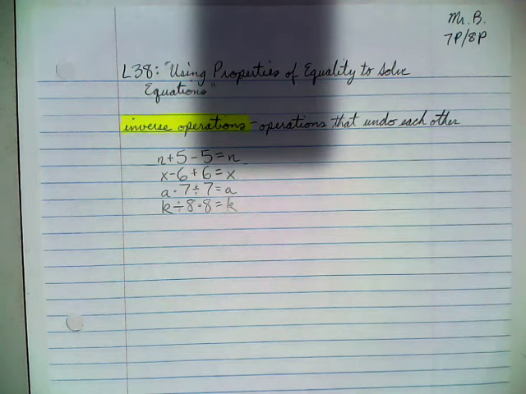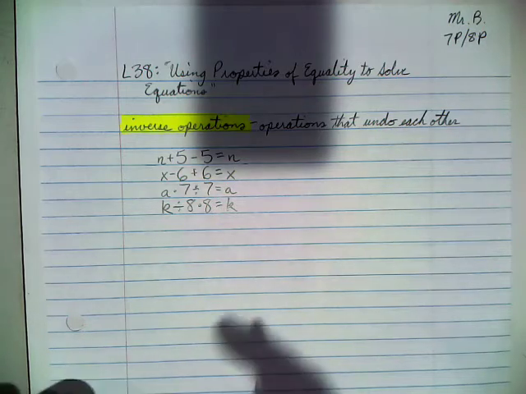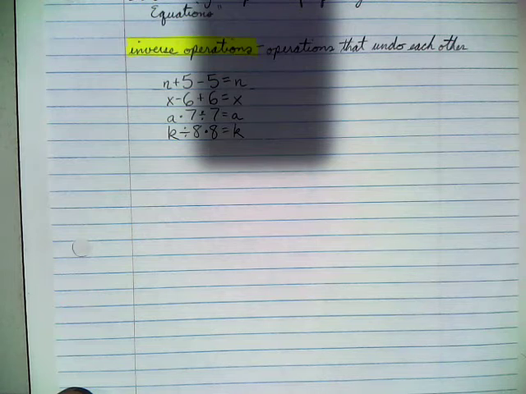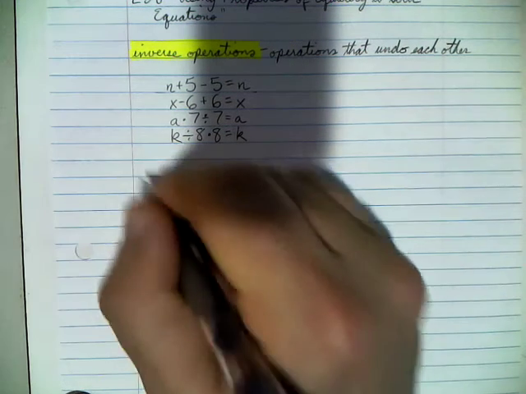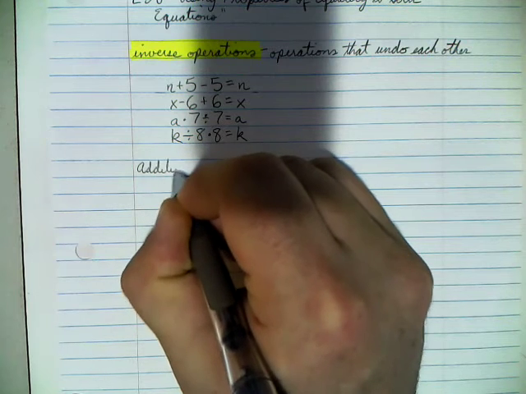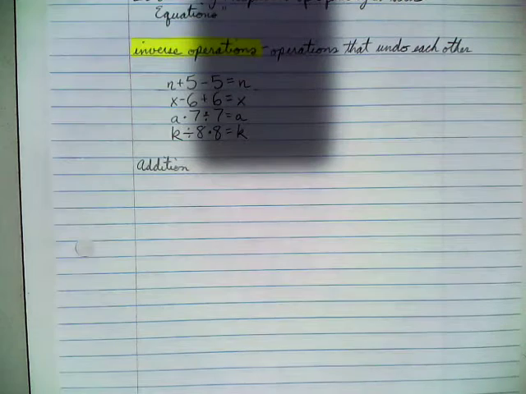These are two operations that undo each other. If we use the same number and do each of these operations, they'll cancel each other out. With that in mind, we're going to shift gears a little bit and talk about a few properties, and this is all going to come together once we get through these properties.